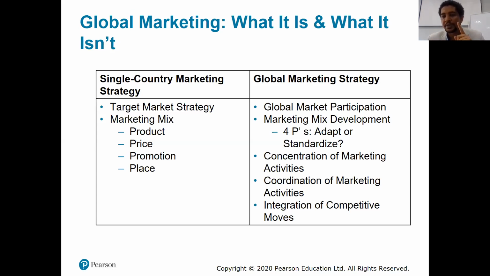So the difference is in global marketing strategy, these 4Ps could be standardized or adapted. Okay, in single country marketing strategy, mostly they are standardized because you are selling this product to a single country's people. Okay, but in global marketing strategy, it depends upon the needs of the people. Okay, you might be required to adapt the product to the needs of these people. You have to adapt the promotion according to the culture of these people. You have to adapt the price according to the living standard of these people. You have to adapt the place, the communication, the distribution according to the people's location. Okay, so global marketing strategy participates in the global market, where the other one participates in a single market.